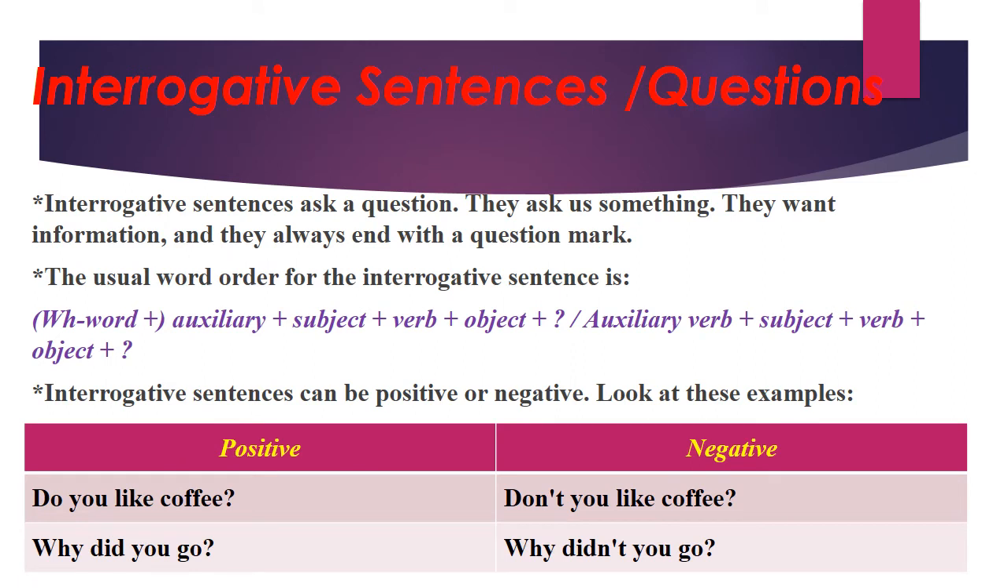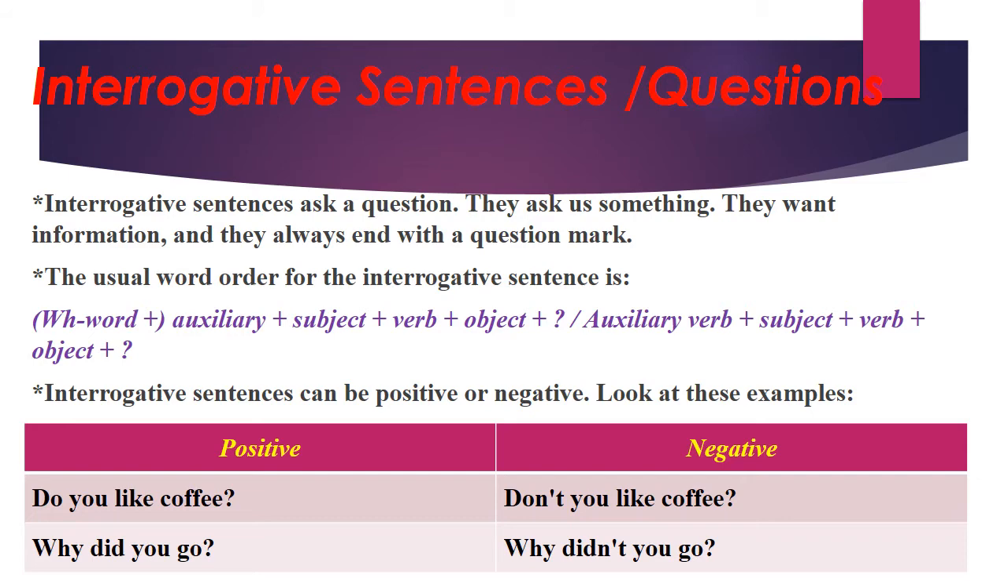Then comes the second type of sentence based on the function, that is interrogative sentence or question type sentence. Interrogative sentences ask a question. They ask us something, whereas assertive sentences tell us something. Interrogative sentences ask us something. They want information and they always end with a question mark.